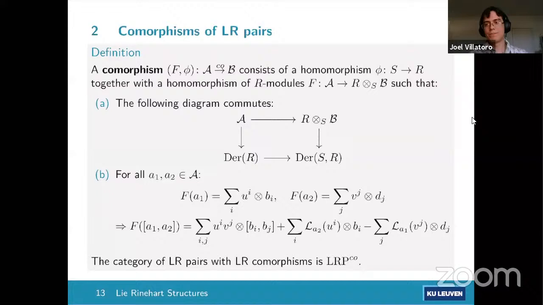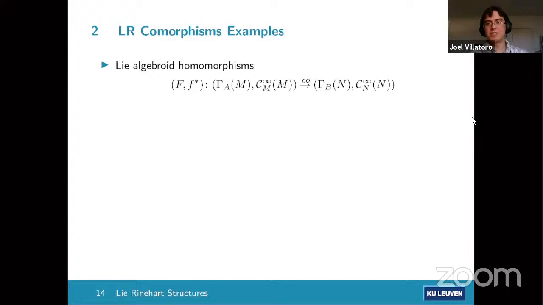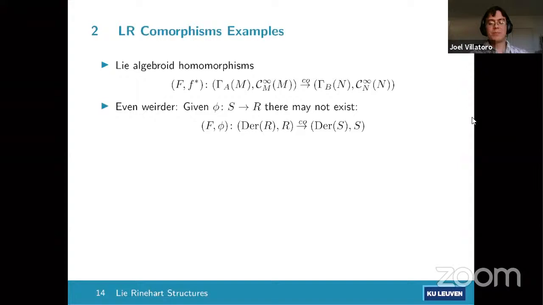So what are some examples? So Lie algebroid homomorphisms. Here's another weird thing. If you have a homomorphism of Lie-Reinhart pairs, you still don't get a functor to the category of Lie-Reinhart pairs with comorphisms. And this is even weirder because if you assume that these rings come from manifolds, then you do get such a functor. So I'm really interested to know if somebody can come up with a nice category of rings, a pretty algebraic and kind of classical class of rings, for which you have a nice functor into the category of Lie-Reinhart pairs with comorphisms. That would be very interesting to me.